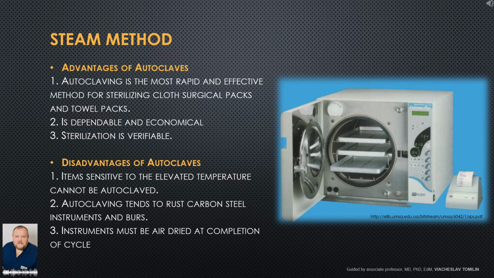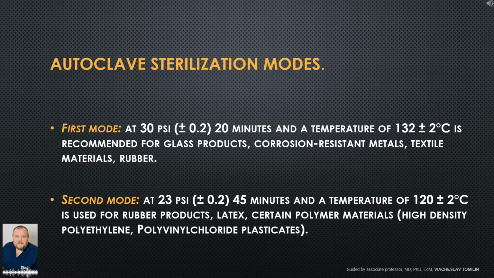Steam method. Advantages of autoclaves. 1. Autoclaving is the most rapid and effective method for sterilizing cloth surgical packs and towel packs. 2. Is dependable and economical. 3. Sterilization is verifiable. Disadvantages of autoclaves. 1. Items sensitive to the elevated temperature cannot be autoclaved. 2. Autoclaving tends to rust carbon steel instruments and burrs. 3. Instruments must be air-dried at completion of cycle.